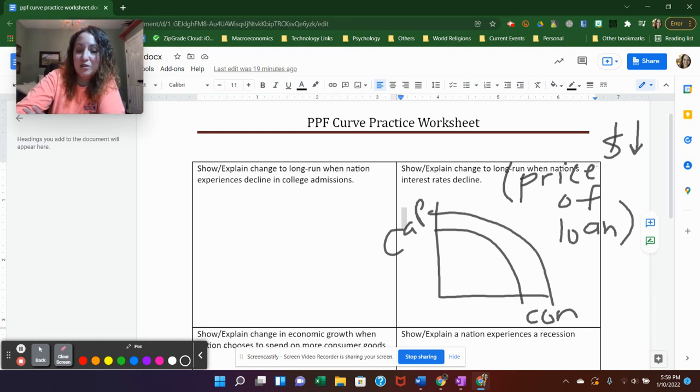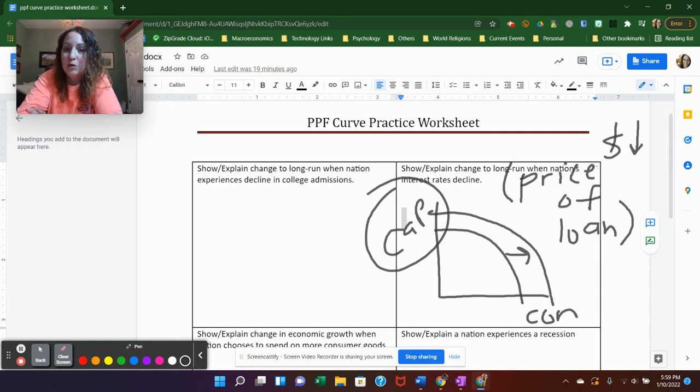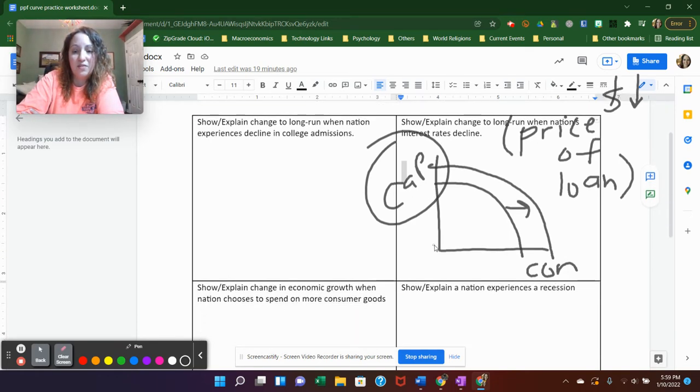So anytime there's an increase of capital, keep in mind, capital goods is a resource itself. So if you're going to increase capital, you will also be increasing consumer goods, because capital makes more consumer goods. So it's a rightward shift for both of them.